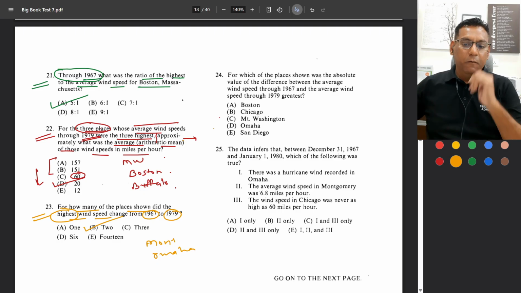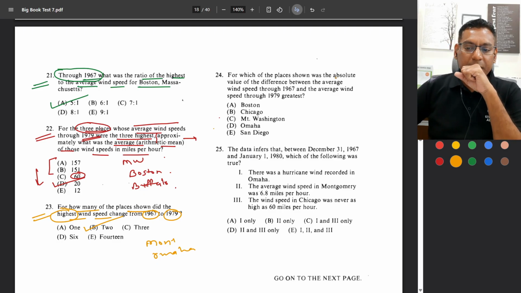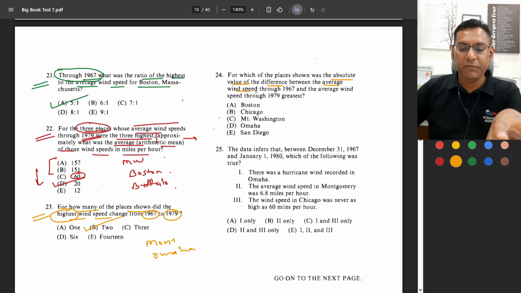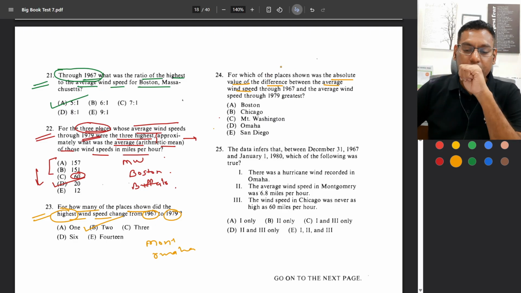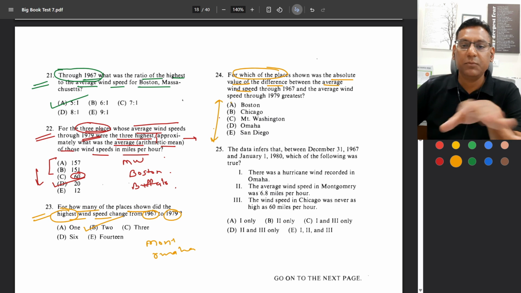Okay. For which of the places shown was the absolute value of the difference between the average... Okay, this is a lot of information, quite a mouthful. Be careful, especially in graph questions, about what they are asking. Let me try to split it at an appropriate place. For which of the places? So I need a place. Out of these five, what is the place where something happens?